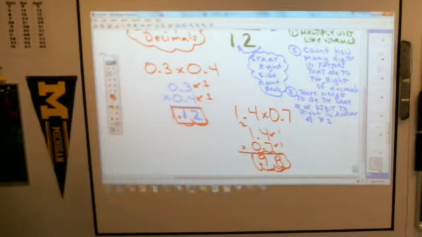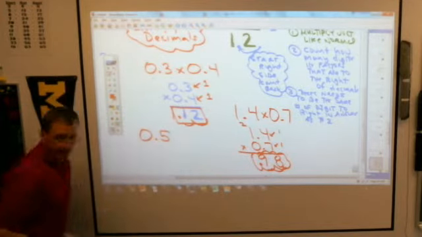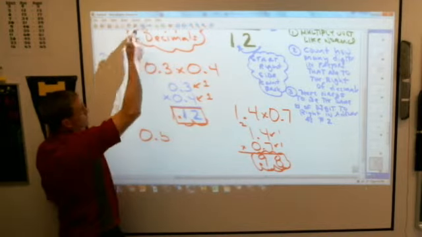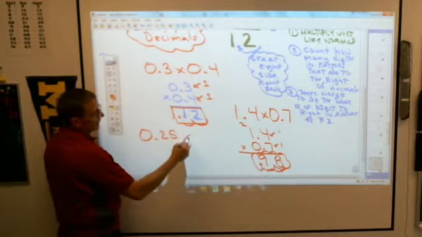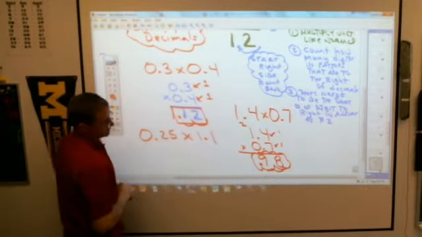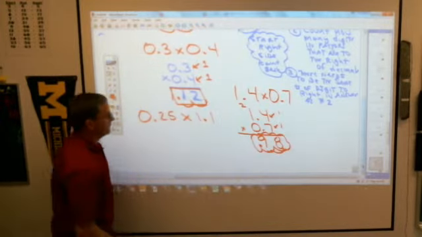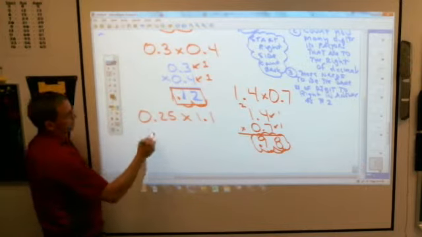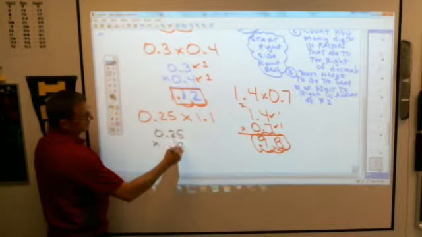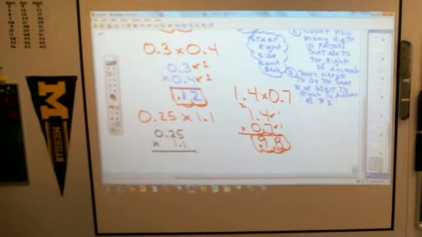Oh, maybe. How about this one? 0.5. Wait, no, maybe that's not. Sorry, 0.25 times 1.1. I'll give you a chance to see if you got the right answer for that. You will get the same digits as if you multiply 25 times 11, because that's what we're doing.